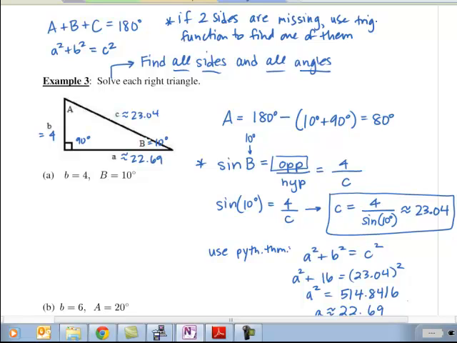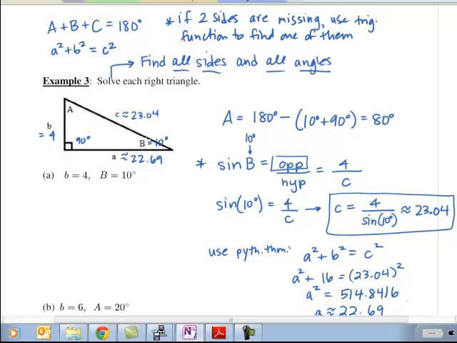We could have also looked at angle A, but if we were going to look at angle A, then we would need something that involved the adjacent, right? So the side that was given is opposite of angle B and adjacent to angle A. So the trig function we choose depends on how the side that's known is related to the angle we're using.